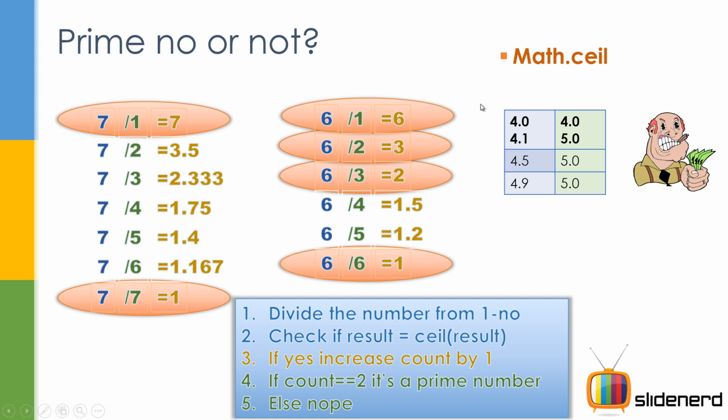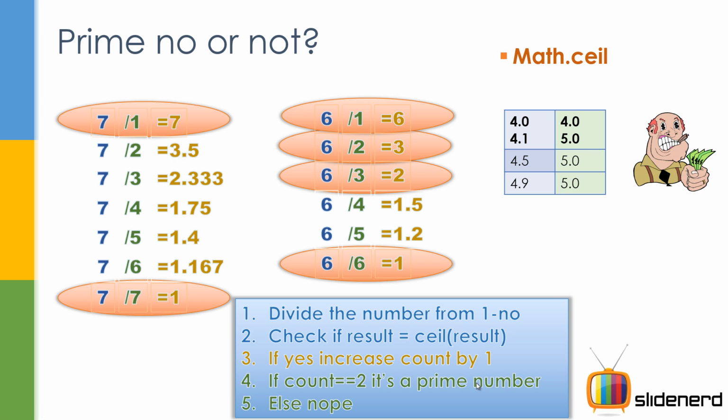Now if you take the case of 6, let's work it out and see what happens. Here 6 is the result, right? The ceiling of 6 is going to be 6. 3 is the result, the ceiling of 3 is going to be 3. 2 is the result, the ceiling of 2 is 2, right? The count is 1, 2, 3, because every time the result equals the ceiling of the result, we increase the count by 1. Again, in the last step, 6 by 6 is going to be 1, which equals the ceiling of the result 1. So in this case, the count is going to be 4. If the count is 2, it's a prime number, right? Otherwise, it's not a prime number.